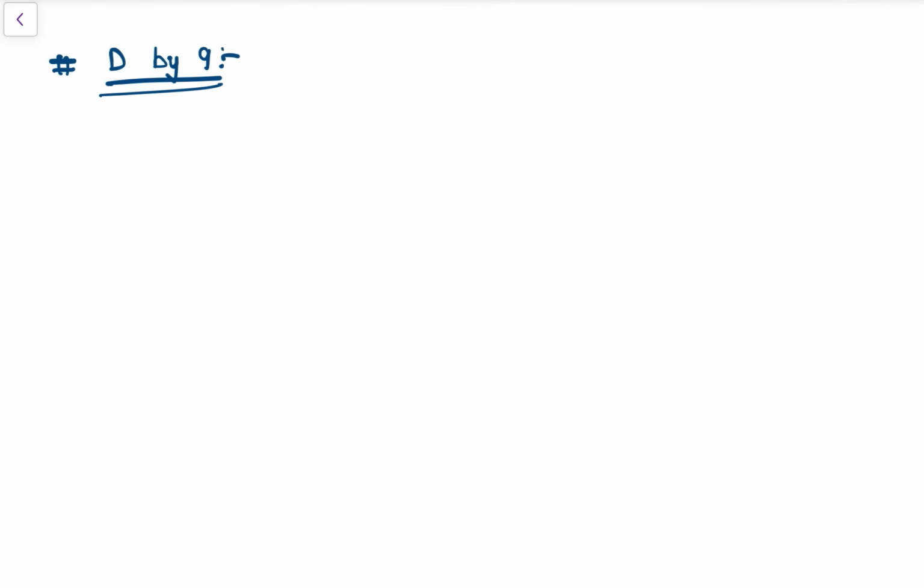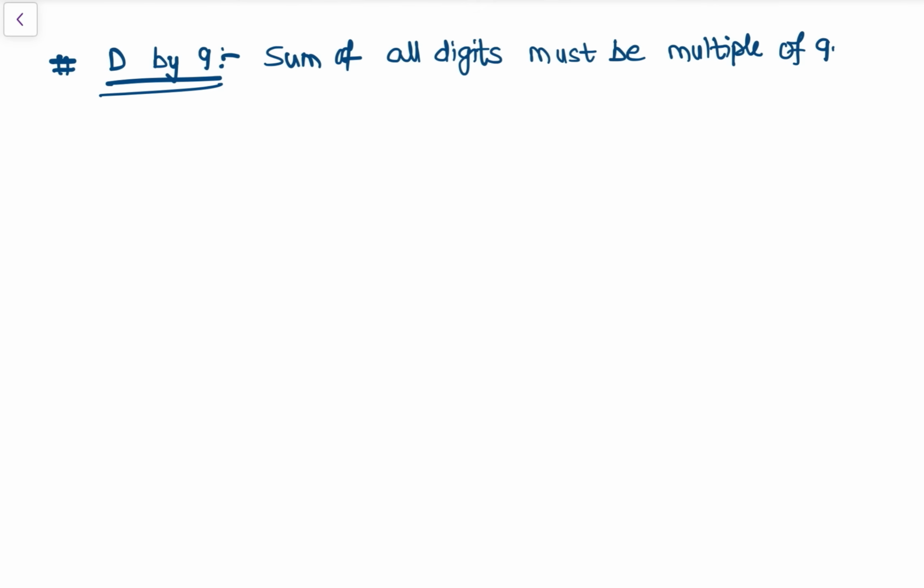Then if a number is divisible by 9, that means what? That is sum of all digits must be multiple of 9. Multiple of 9. Sum of all digits must be multiple of 9. Example, see, 2 1 2 1 2 1.